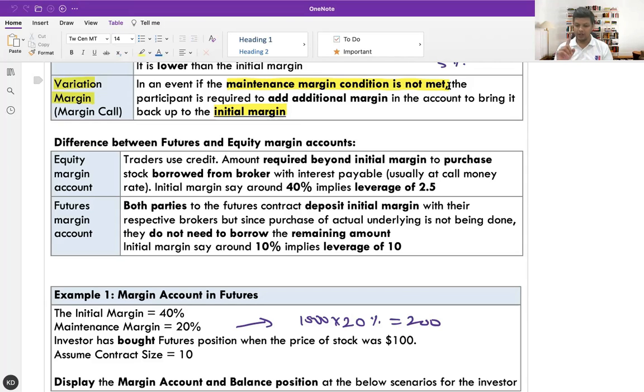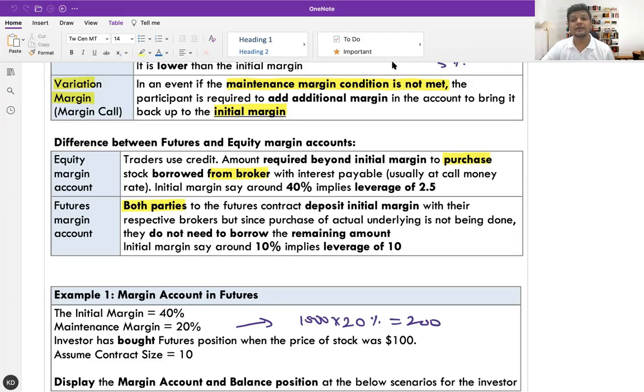Clear? Yes. So compared to equity margin, traders use credit amount required beyond the initial margin to purchase stock borrowed from the broker with the interest payable. Compared to that, in the futures, both parties to the futures deposit initial margin. Both means the long and the short. Are you getting my point?